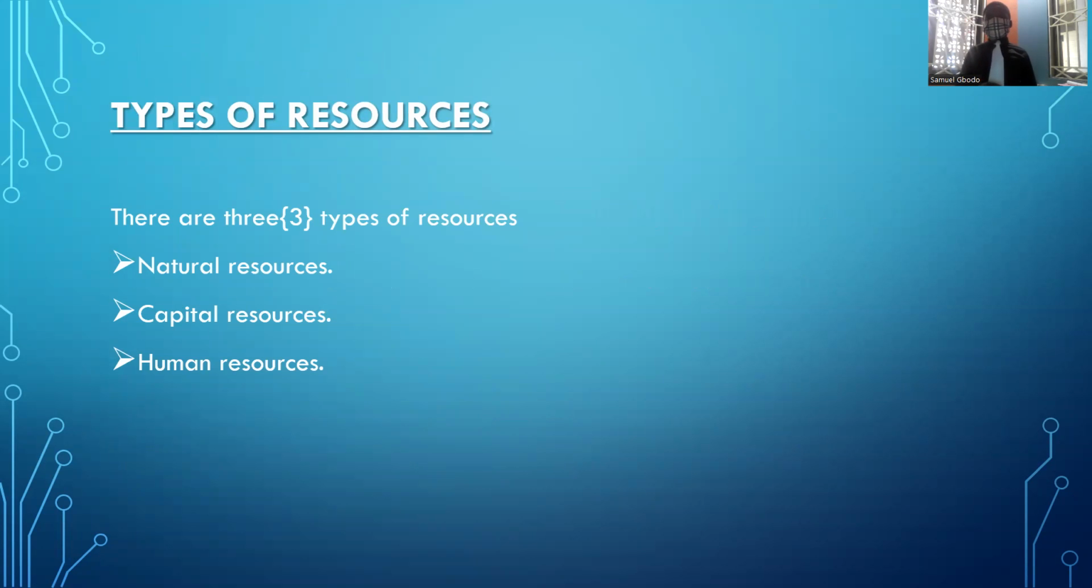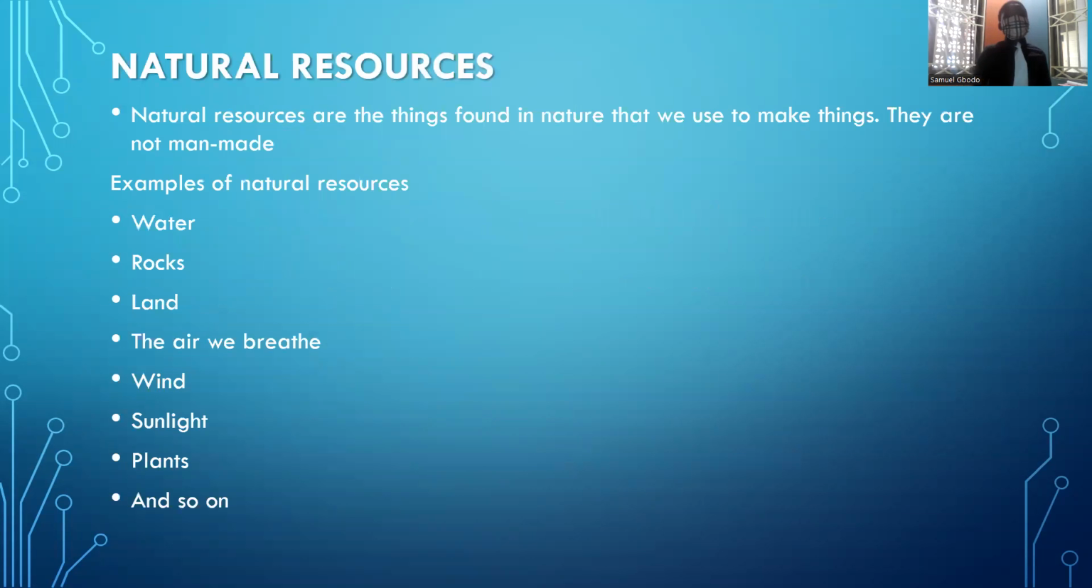Types of resources. There are 3 types of resources. They are natural resources, capital resources, and human resources. Natural resources. Natural resources are the things found in nature that we use to make things. They are not man-made. Examples of natural resources: water, rocks, land, the air we breathe, wind, sunlight, plants, and so on.